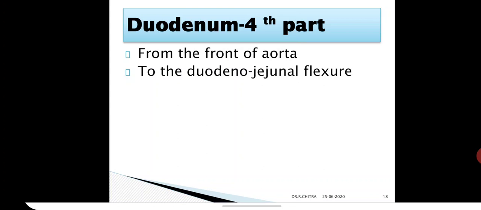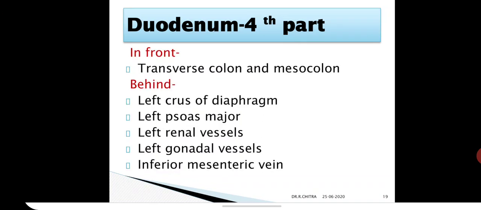So what are the relations of this fourth part? You can remember second part and fourth part will have the same anterior relations. So what is the anterior relation of second part? Transverse colon in the middle. Same will be continuing to the fourth part also. Transverse colon and mesocolon. And also postero-inferior surface of the stomach separated by the lesser sac.